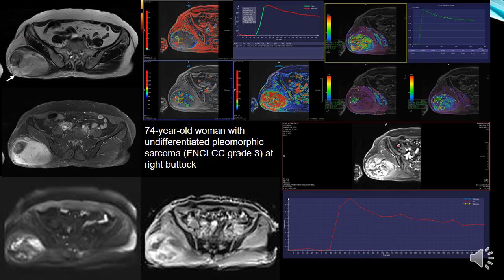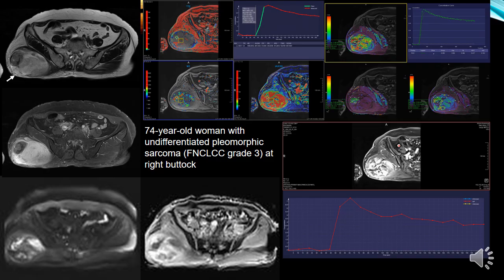Let me show you our cases. This is a case about a 74-year-old woman with undifferentiated pleomorphic sarcoma, FNCLCC grade 3 at right buttock. About 15 cm sized, well-defined mass with heterogeneous high signal intensity is presented at right gluteus maximus muscle. The mass shows strong enhancement on contrast-enhanced image. On axial diffusion weighted images and ADC map, there was some portion of diffusion restriction.